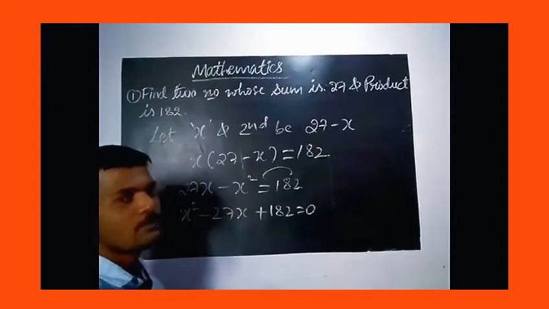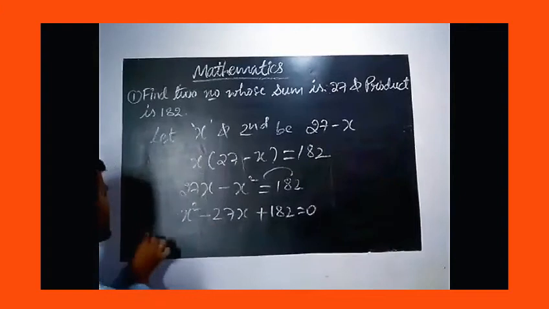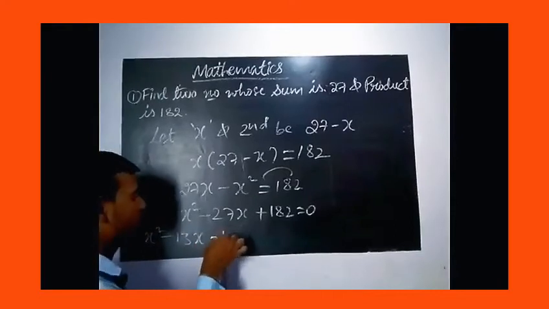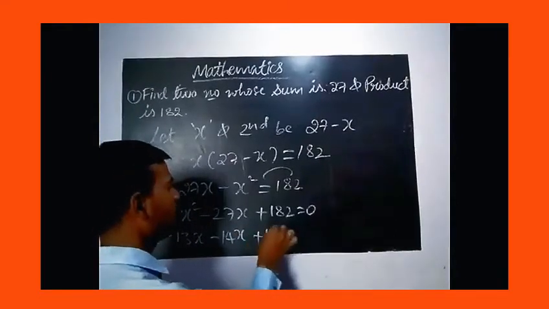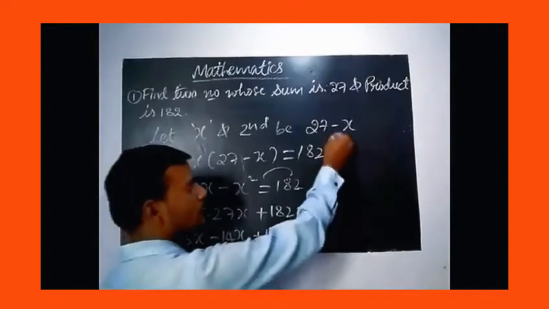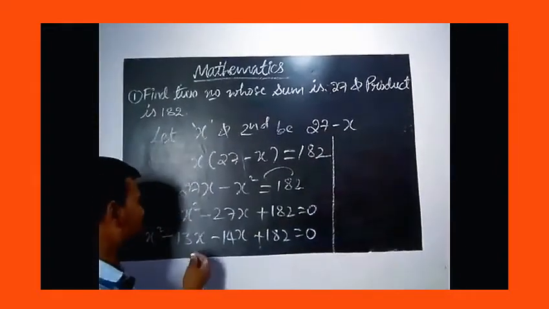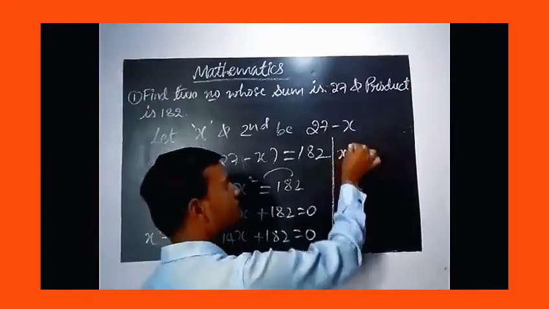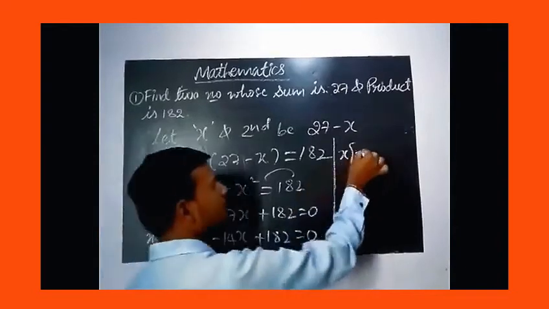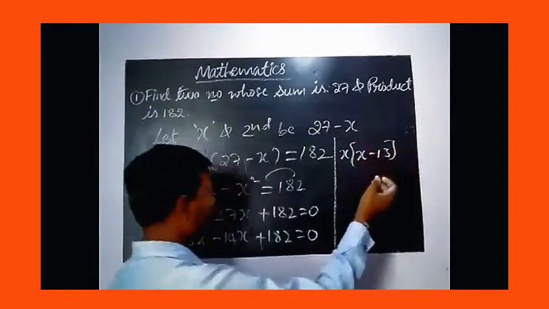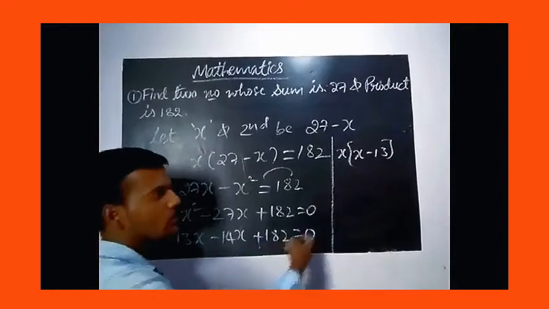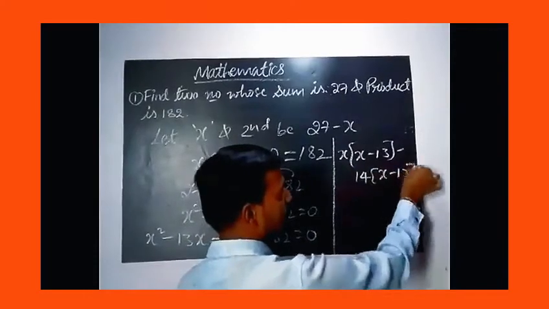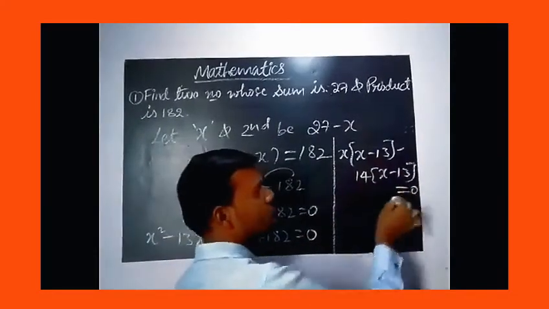So what are the roots of the quadratic equation? 27x can be written as x square minus 13x minus 14x plus 182 is equal to 0. Then what is common here? In the first two terms, x is common, so take it out, and x minus 14 is left. In the next two terms, minus 13x and plus 182, minus 13 is common, so what is left is x minus 14, which is equal to 0.